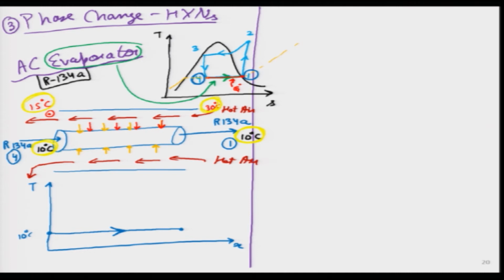What happens to the air, which I am showing with red color? Air enters at higher temperature. So, it is 10 here, 20 here, 30 degrees, air enters here at 30 degrees.